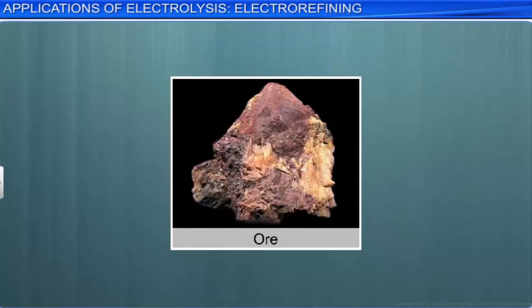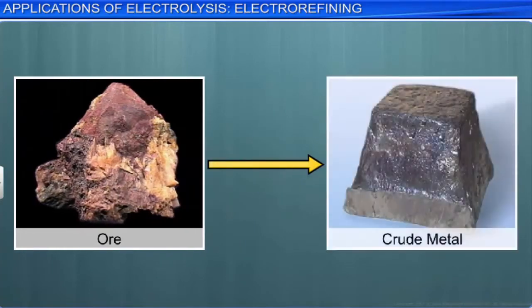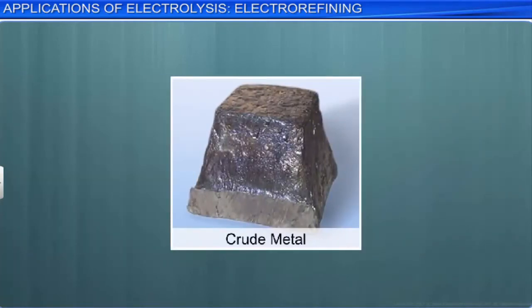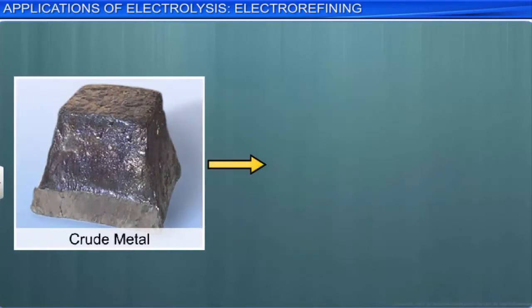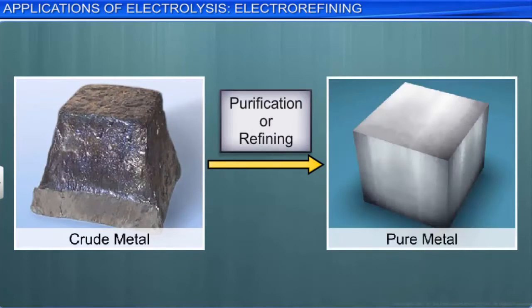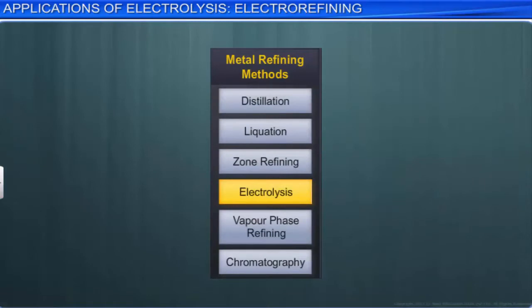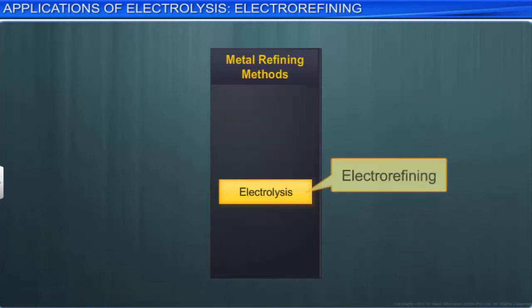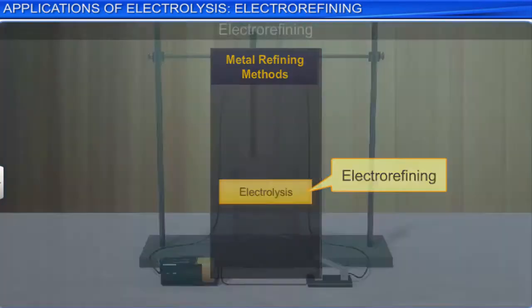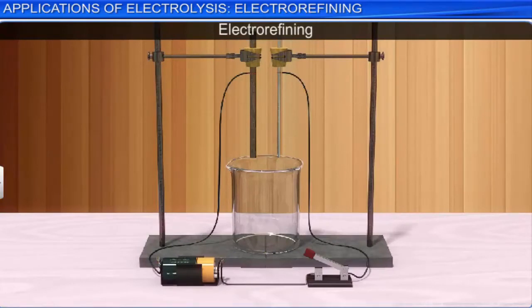Metal extracted from its ore by any method is generally impure and is known as crude metal. The impure metal is purified by subjecting it to a process of purification or refining. If electrolysis is used to purify or refine the metal, the process is called Electro Refining. Hence, Electro Refining is defined as the process by which an impure metal is purified electrolytically to obtain a pure metal.